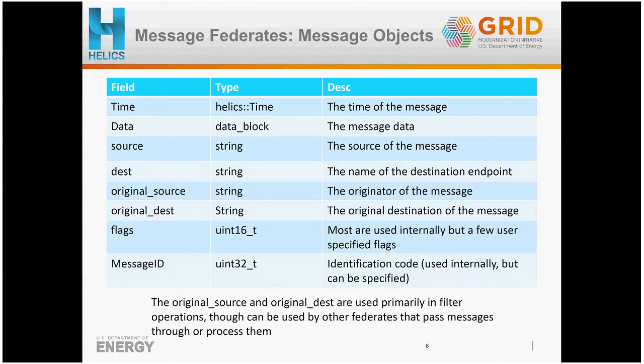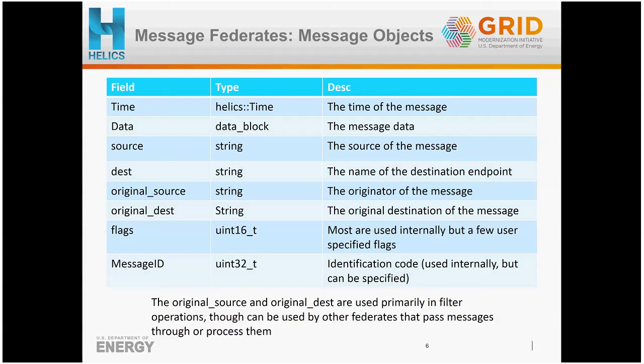Message objects are what gets sent around internally to Helix, and these contain the data that is sent through the endpoint objects. These are the fields. So time, basically a time at which the message is to be delivered. The data, this is the actual contents of the message. Then there's a source, destination, strings. So these specify where it's coming from and where it's going to.